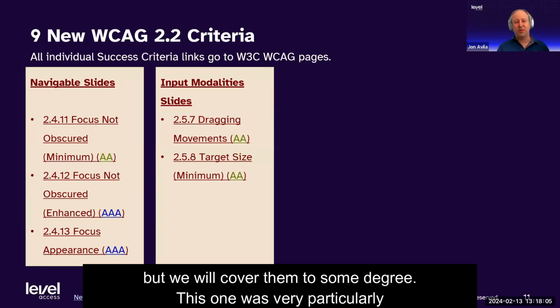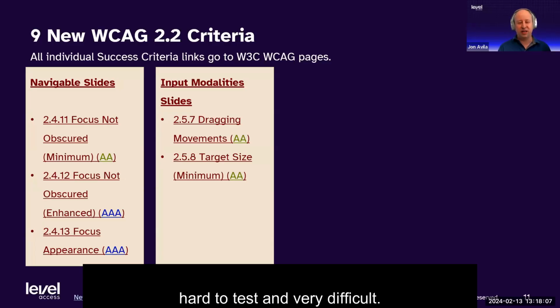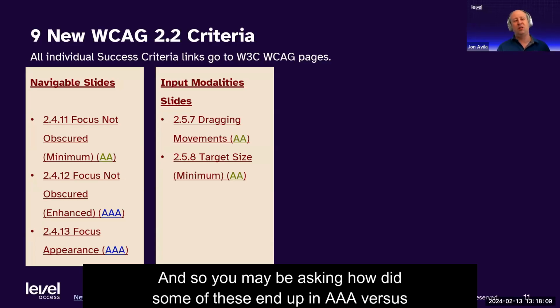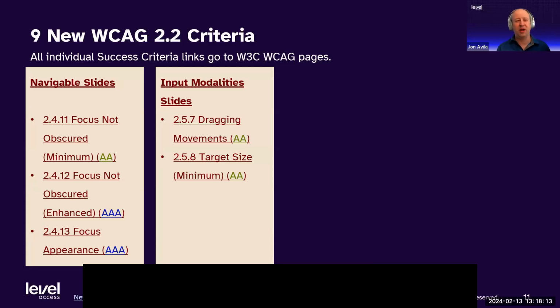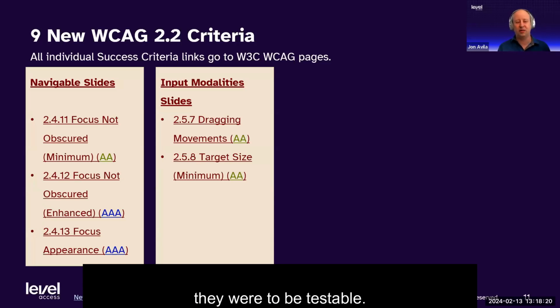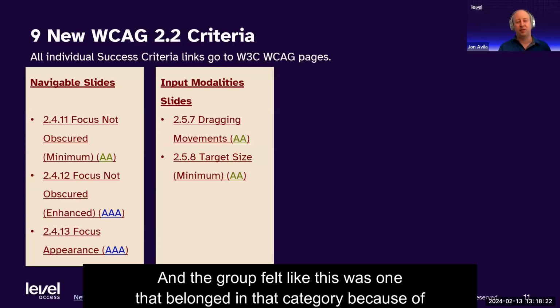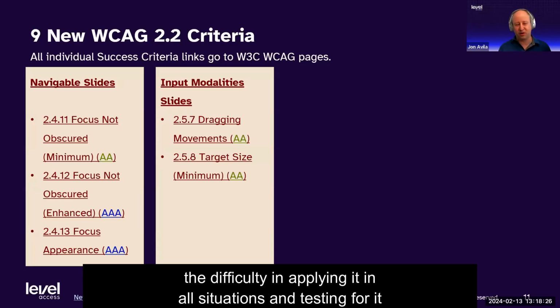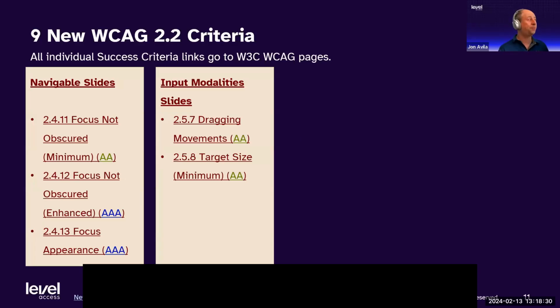This one was particularly hard to test and very difficult. And so you may be asking, how did some of these end up in AAA versus AA? It came down to whether these can be done in all situations and how difficult they were to test. The group felt like this belonged in that category because of the difficulty in applying it in all situations and testing for it.